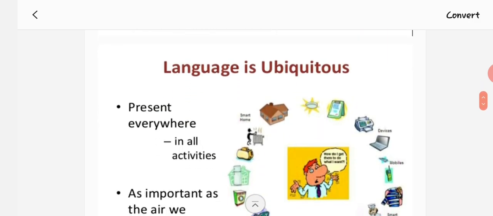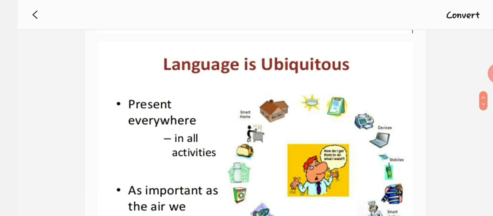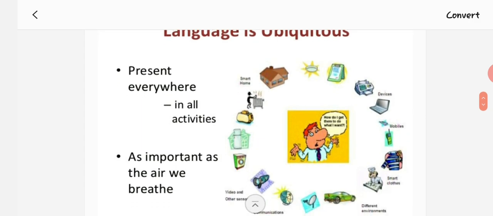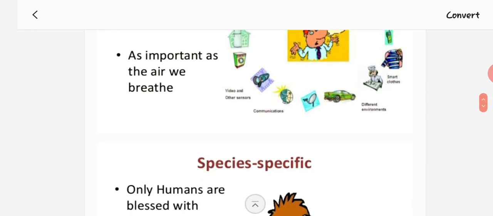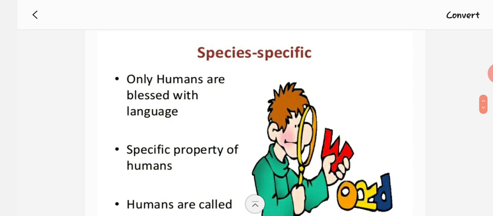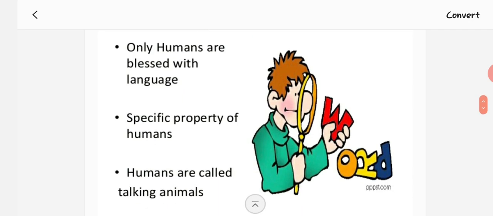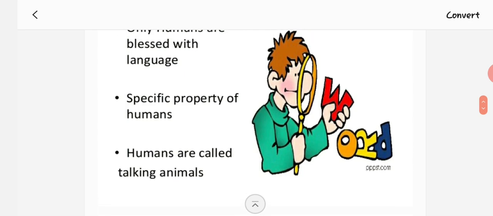We can say that language is ubiquitous. It is present everywhere in all activities. We cannot even be sure about the different number of things until we are able to describe them through the language. It is as important as the air we breathe, and it is always species specific, that a species living in a specific area of the world will speak the specific language. Only humans are blessed with the language, a specific property of the humans, and humans are called talking animals.